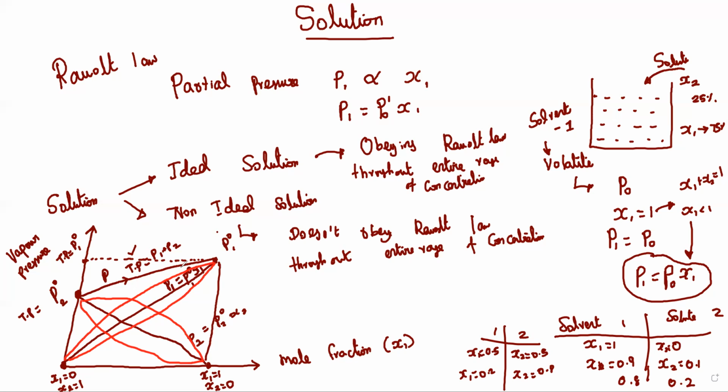So we know an ideal solution must obey the Raoult law. Then when will it obey the Raoult law? That we should know, right? In an ideal solution, we simply say that it obeys the Raoult law throughout the entire concentration range. When will it obey? Say, for example, we have a solvent. Let it be water. I can name it as A.